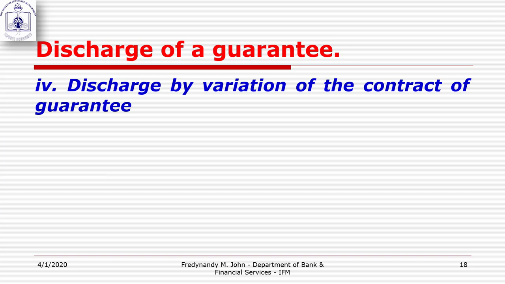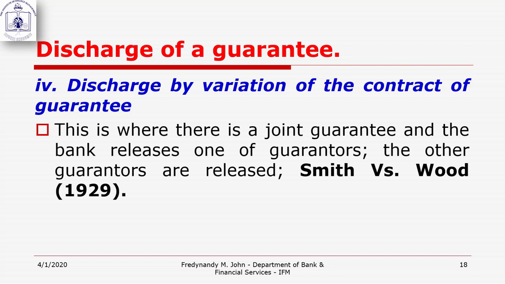Again, the guarantee contract can be discharged by variation of the contract of guarantee. So, variation of the contract of guarantee, here we're talking of the second contract, that is the guarantee contract. I repeat again, we have the main contract, that is the contract between the lender and the principal borrower, and the guarantee contract, which is the contract between the lender and the guarantor.